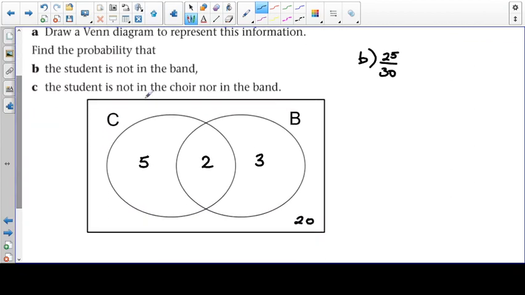The student is not in the choir nor the band, so that's going to be these students here, 20 out of 30. That's 5/6, that's 2/3.